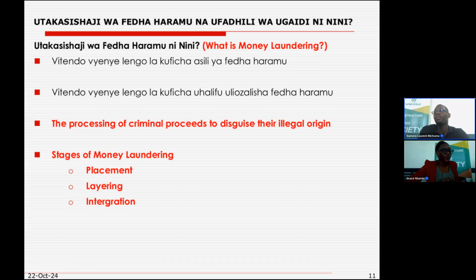So that is what money laundering is about. It's the processing of criminal proceeds to disguise their illegal origin. We have placement, we have layering, and then we have integration. That is what we saw before. Placement is how you get the money from a predicate offense, and then you do the layering, you inject it into a legal business, and then the integration, you take it to a bank, and then you buy a house. That is how we have the 3 stages of money laundering.